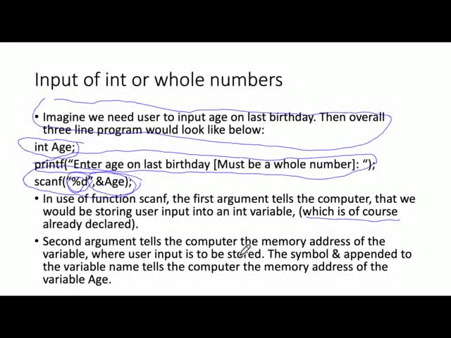First one tells the identity of the data, that it's an integer type. Second one gives the memory location. The symbol ampersand appended to the variable name tells the computer the memory address of the variable age.